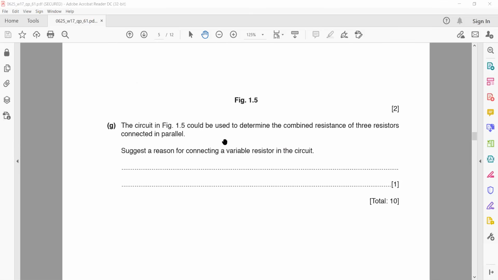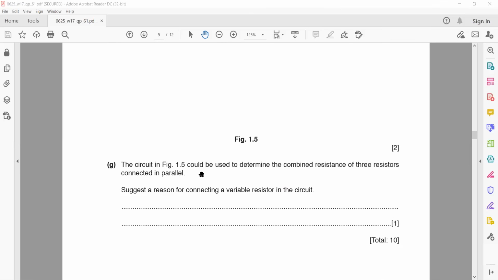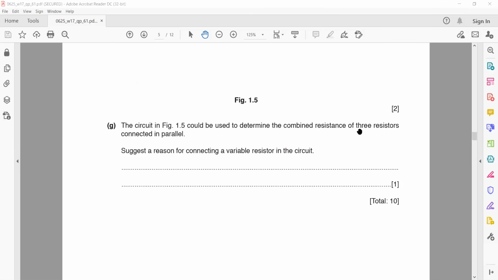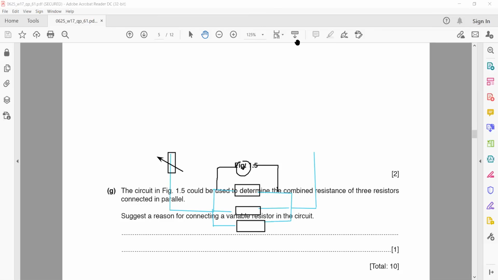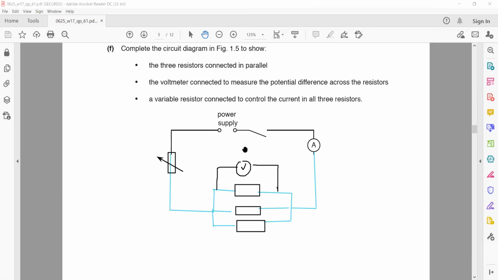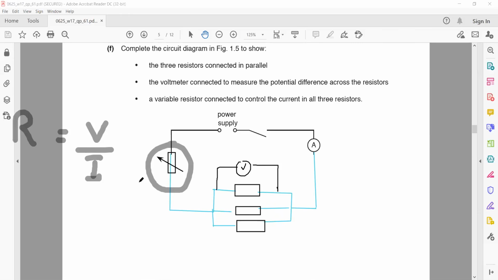The circuit in figure 1.5 could be used to determine the combined resistance of three resistors connected in parallel. Suggest a reason for connecting a variable resistor in the circuit. So why do we connect a variable resistor here? Even if I get one value of voltage and one value of current, voltage divided by current gives the resistance. But what is the reason why I connect a variable resistor here?